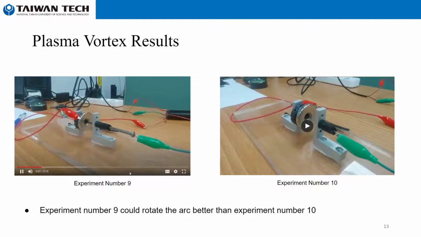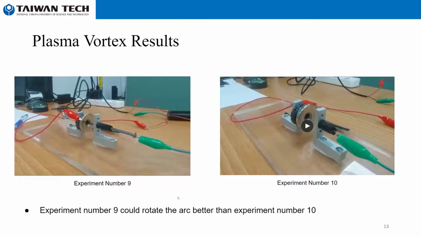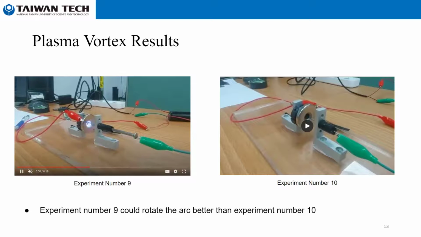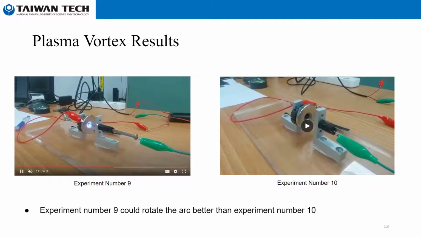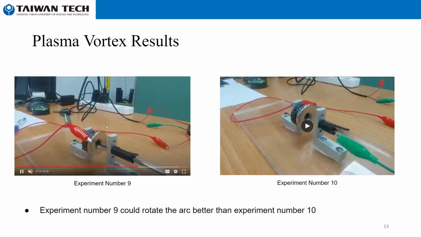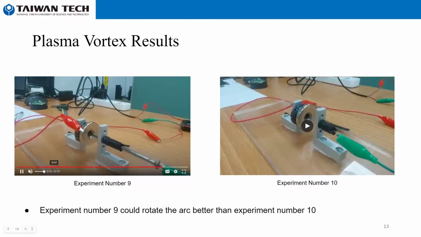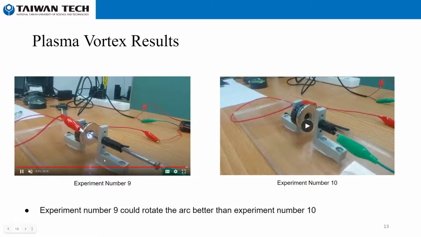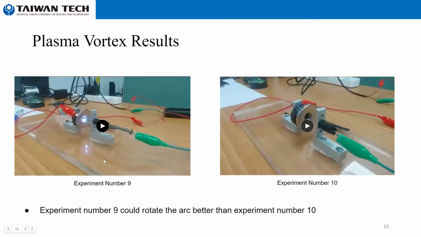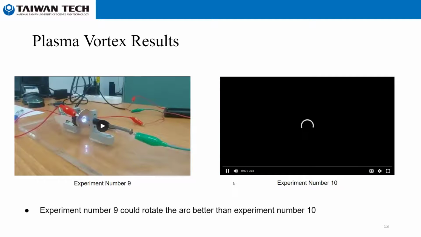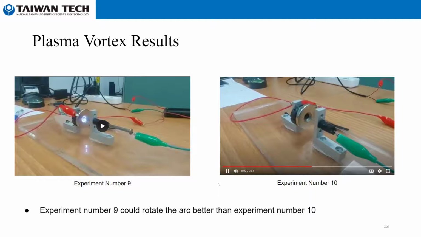These were our first, original results. As you can see from the video, there is the spark, which is the plasma vortex. If I turn on the audio, it is pretty loud, because I think in the beginning the threshold we used was lower, so it was reading more of the output signal. Here you can see experiment number 10. Experiment number 9 could rotate the arc better than experiment number 10. Let's play that again.